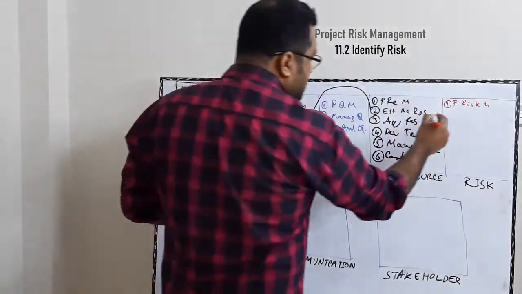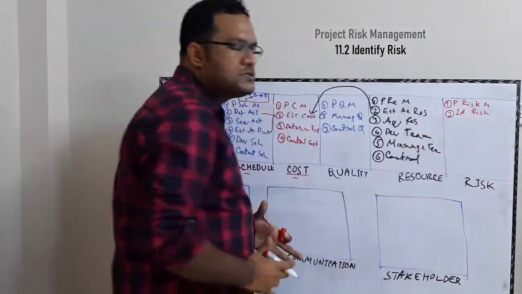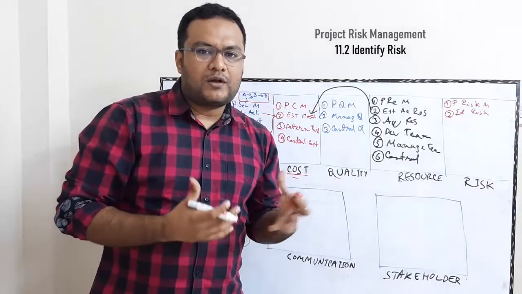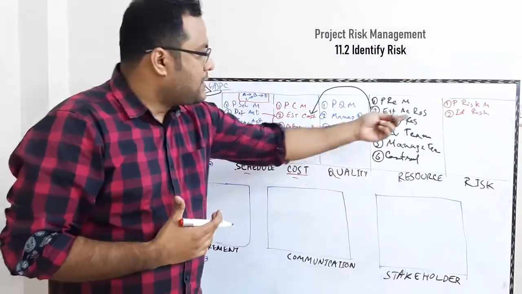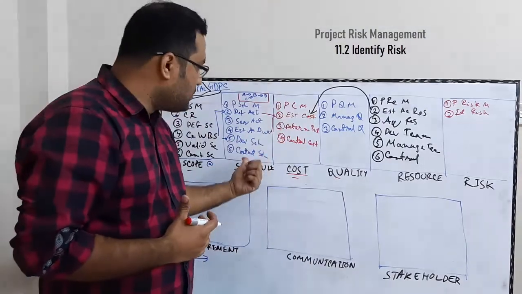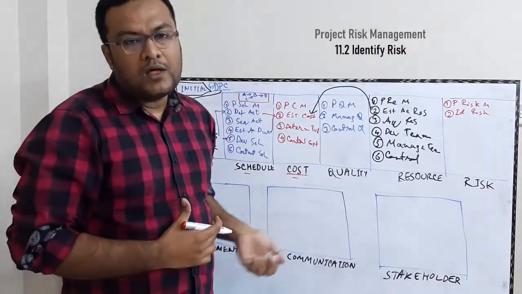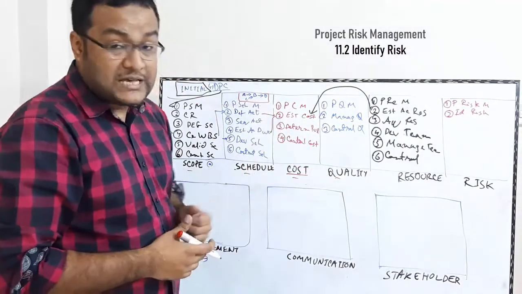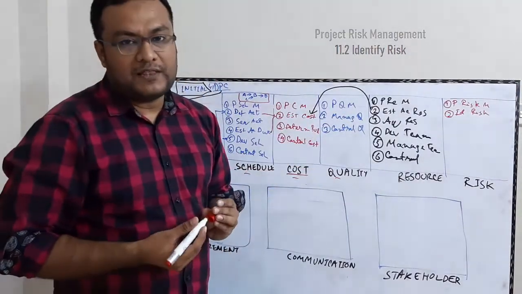Number two process is identify risk. You sit with the SMEs and the stakeholders, and you identify what risks are there. Maybe it's on the scope, maybe it's on an activity, maybe it's on the schedule, it might be on the quality or resource, and hence on the cost as well. So you then identify the risk.